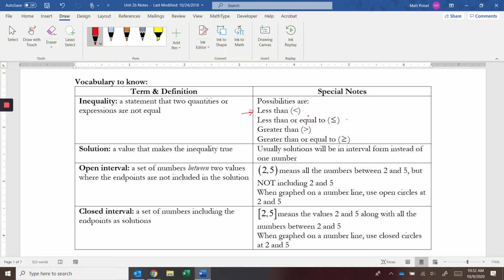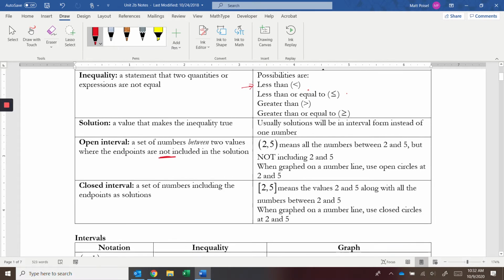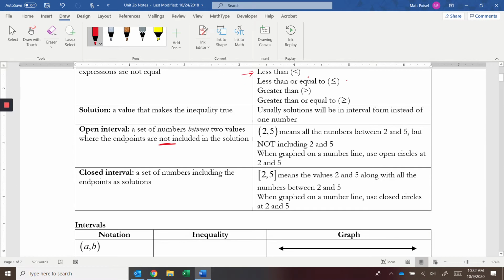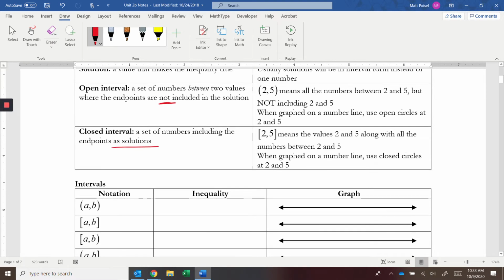The next vocab word that we're going to look at is open interval. That's a set of numbers between two values where the endpoints are not included. To notate an open interval, we're going to use parentheses. And then a closed interval means the endpoints are solutions. That's where we'll use brackets. And then that means that 2 and 5, for the example over here, would also be included in our correct answer.